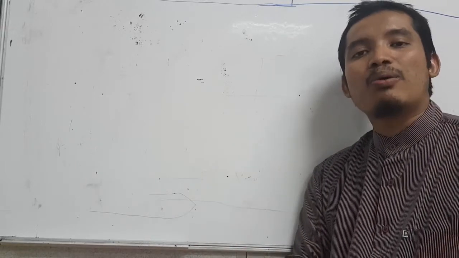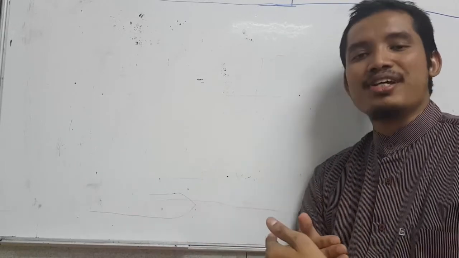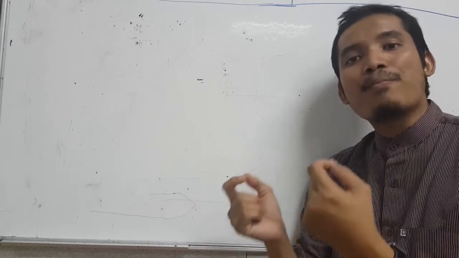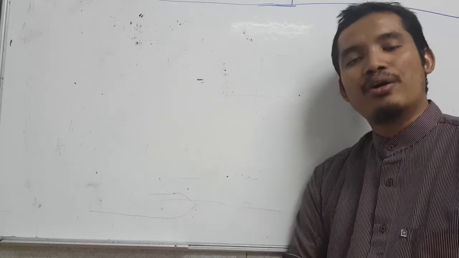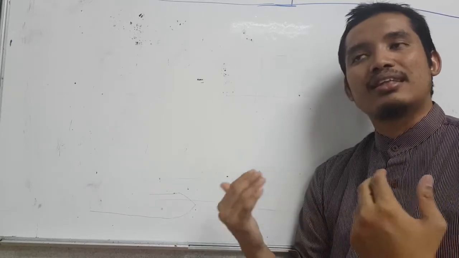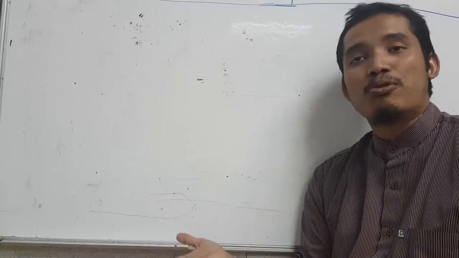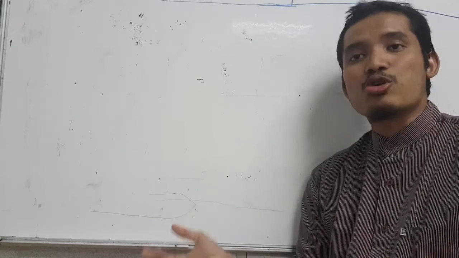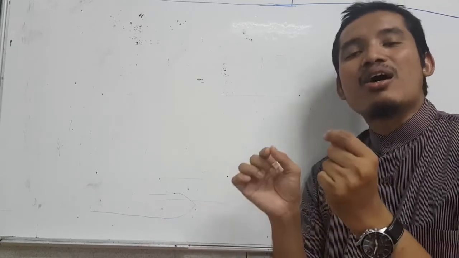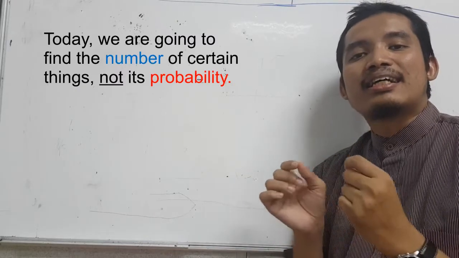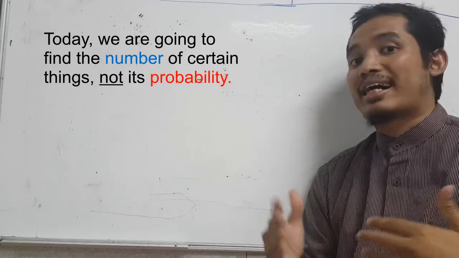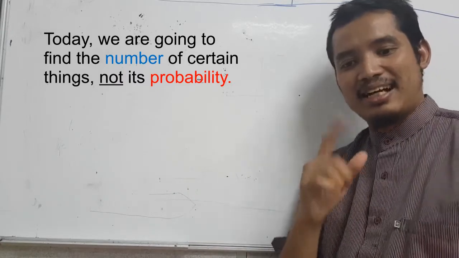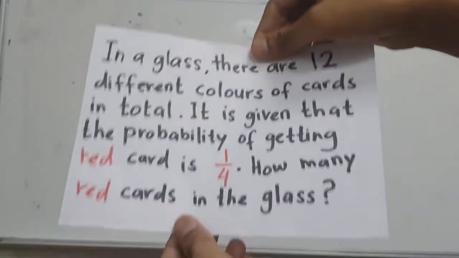But today we do the vice versa, which is we know the probability but we do not know the number of red balls or blue balls. So the question is, we are going to find the way to find the number of these balls or cards. Okay, so let's go for the first example, the simplest one.